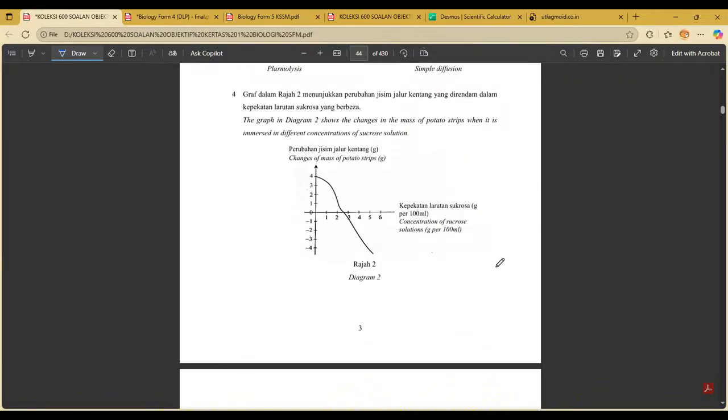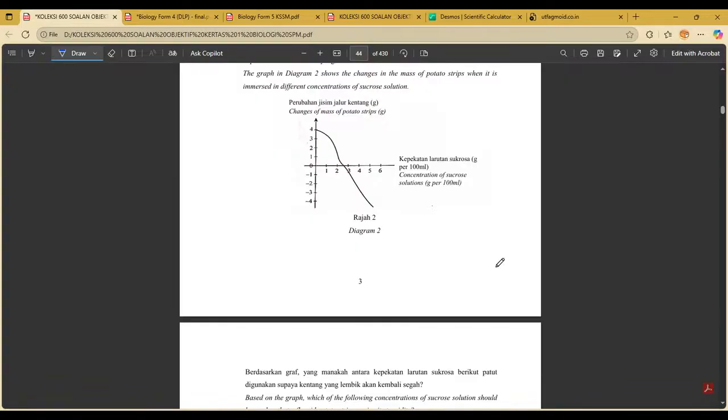Graph in diagram 2 shows the change here. Oh, hi Drawing. Yeah, I have no idea why I'm streaming this either. So we aren't that different, I guess.